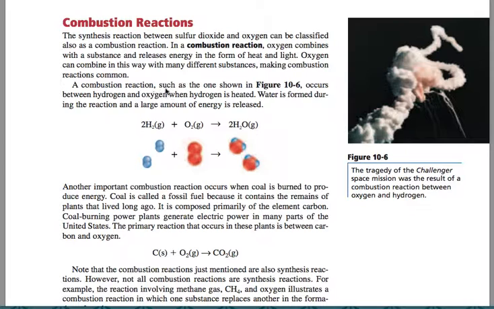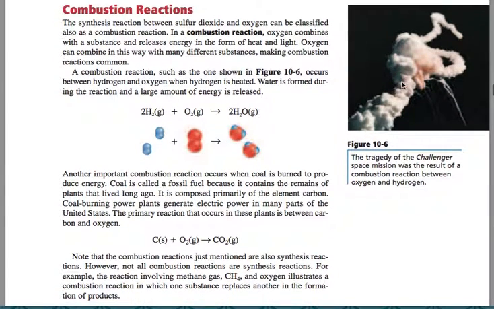A combustion reaction, such as the one shown in Figure 10.6 over here, occurs between hydrogen and oxygen when hydrogen is heated. Water is formed during the reaction and a large amount of energy is released. The tragedy of the Challenger space mission was the result of a combustion reaction between oxygen and hydrogen. This was a space shuttle that blew up right after the launch. I remember watching that on TV when I was an elementary student.